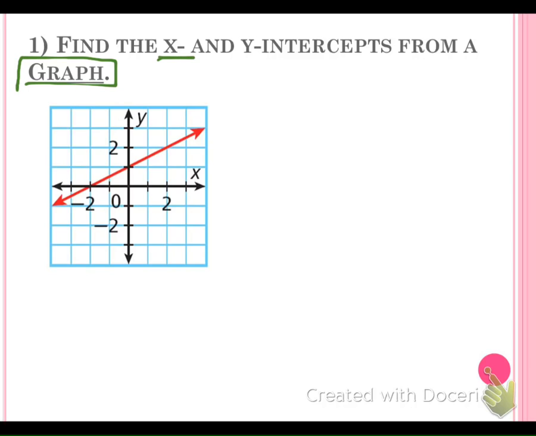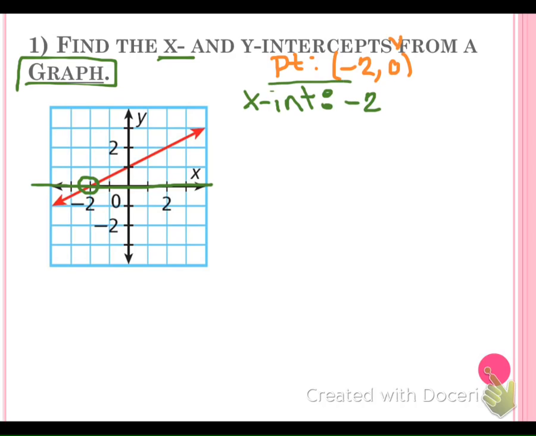Okay, x-intercept means that it intercepts the x-axis. So we're going to go to the x-axis and see where this line, my red line, touches the x-axis. And if you notice, it touches it right there at the point -2, 0. And if you notice, the y is always 0, and the x-intercept is going to be -2.